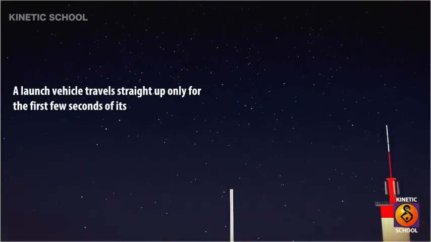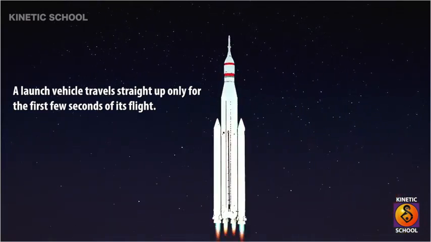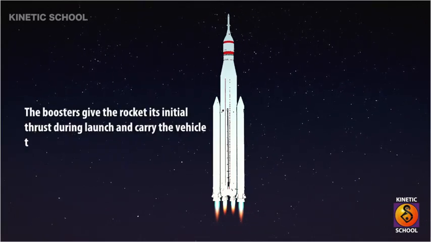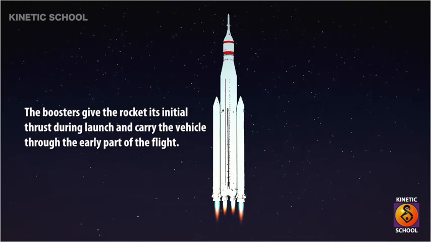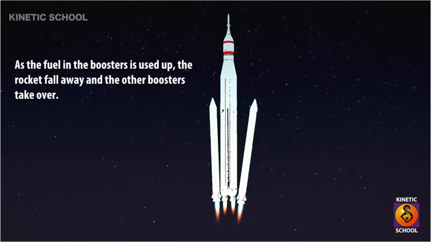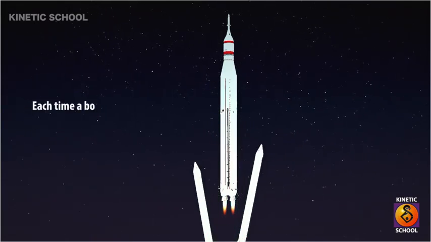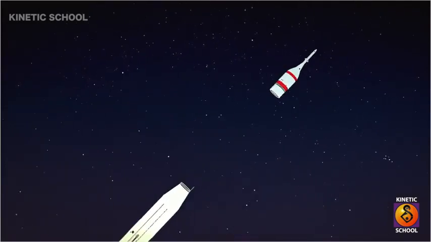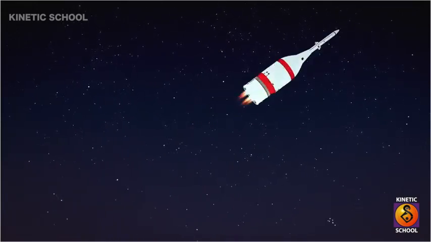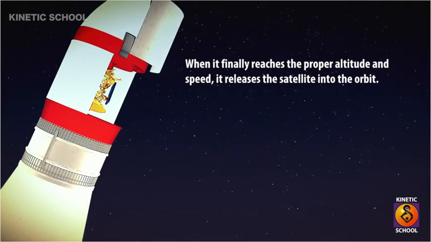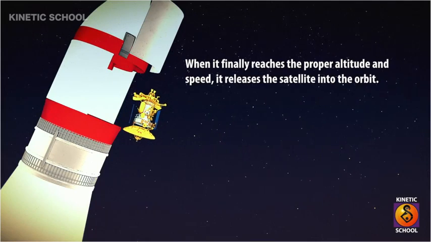A launch vehicle travels straight up only for the first few seconds of its flight. A satellite launch vehicle is a multi-stage rocket. It also contains several smaller booster rockets. The boosters give the rocket its initial thrust during launch and carry the vehicle through the early part of the flight. As the fuel in the boosters is used up, the rocket falls away and the other boosters take over. Each time a booster is dropped, the vehicle gets lighter, so it can travel faster. When it finally reaches the proper altitude and speed, it releases the satellite into the orbit.